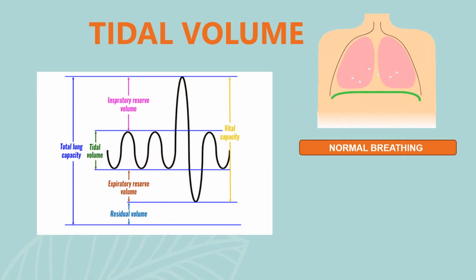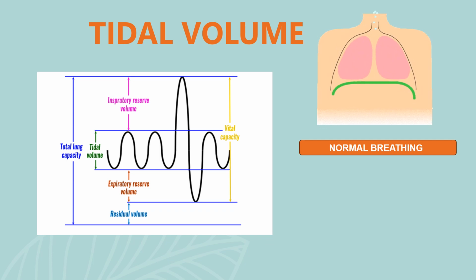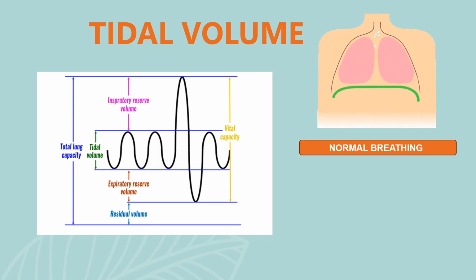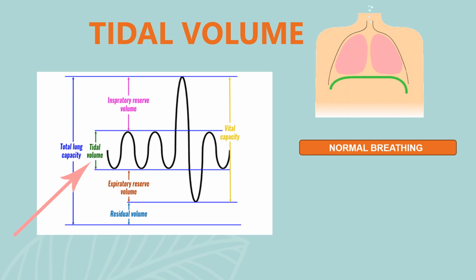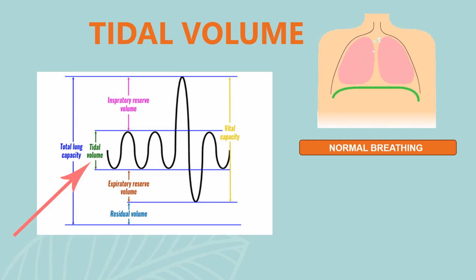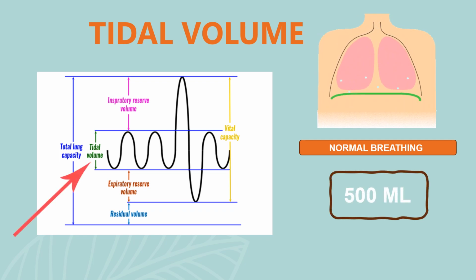Number one is tidal volume. It is the amount of air that is taken inside and outside during a normal, quiet breathing. As you see here, the graphical representation shown here is a spirogram, and you can make out where the tidal volume falls into. And how much is the normal value of tidal volume? It comes to around 500 milliliter.